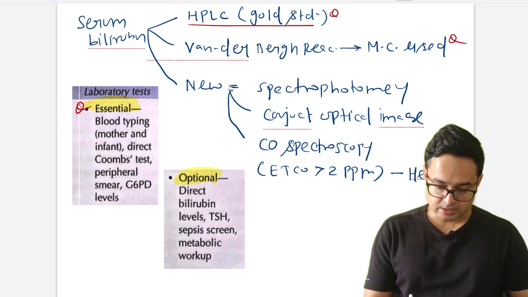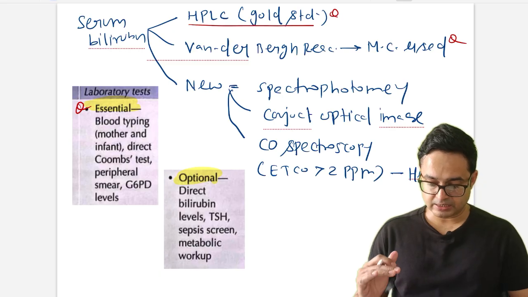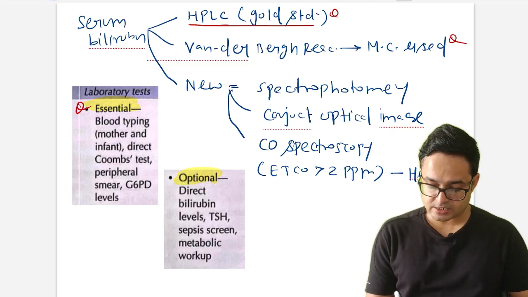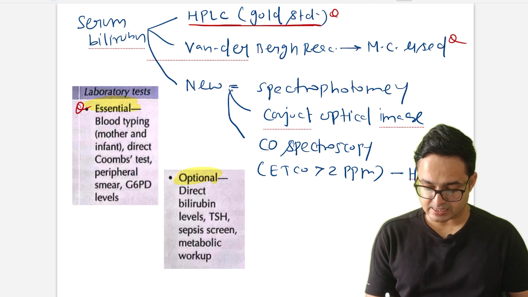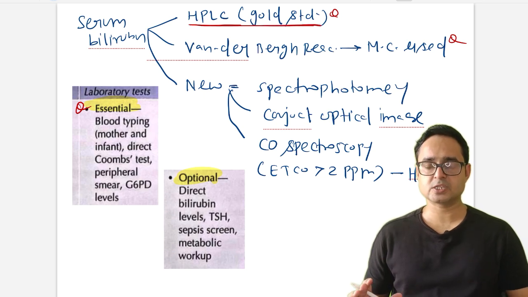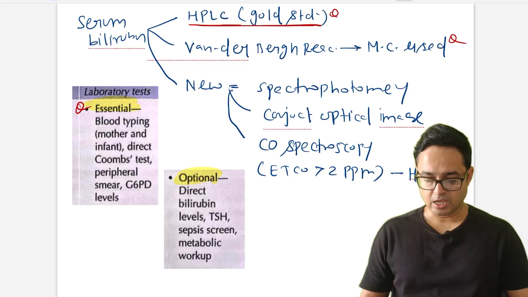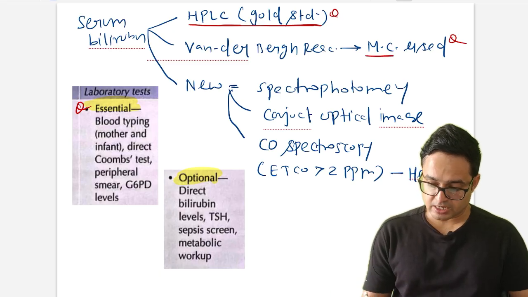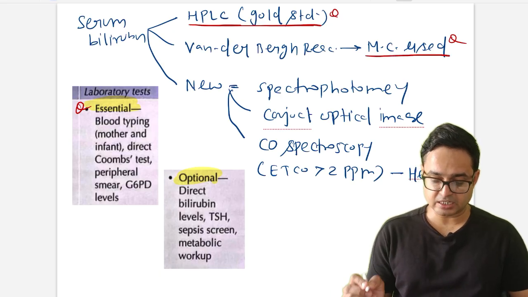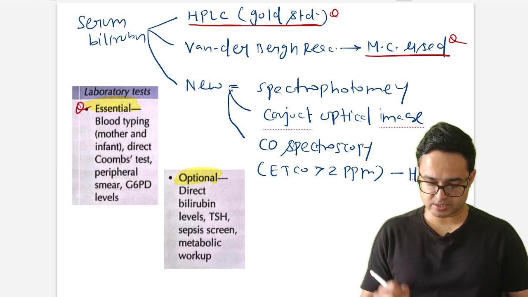Going forward, serum bilirubin measurement. In this slide, there are 3 to 4 questions. Serum bilirubin gold standard should be measured by HPLC. It is the gold standard, but it is not feasible to measure that. So the Van den Bergh reaction is most commonly used in determination of serum bilirubin in neonates.